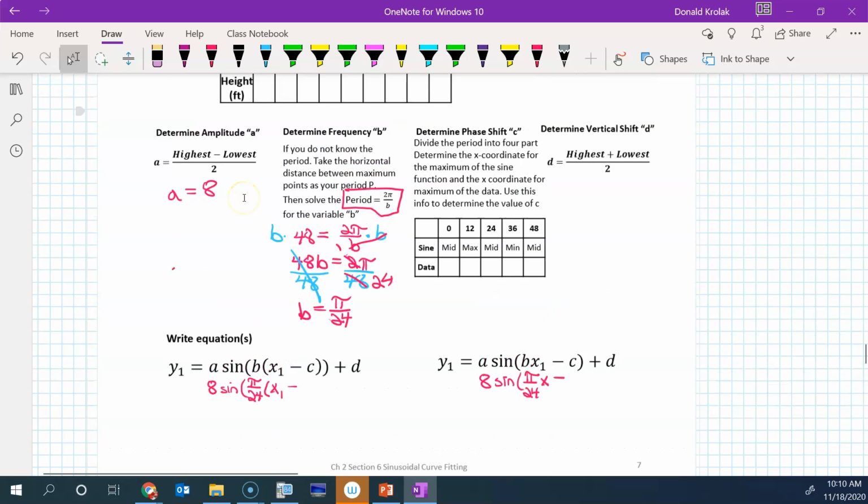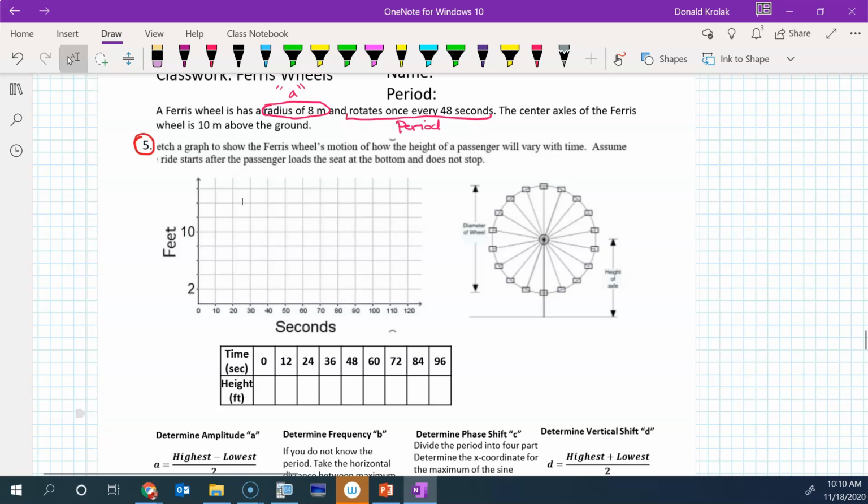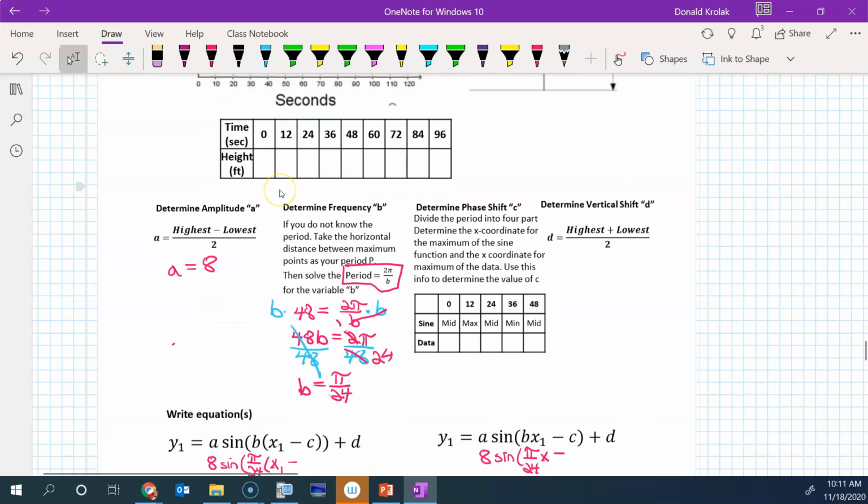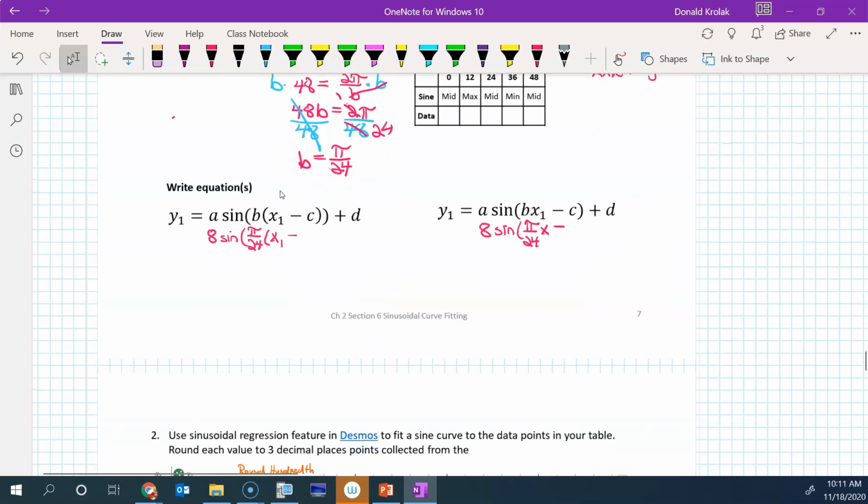Okay, so now next up is the phase shift, the slide. All right, so to do that, we got to graph this thing. So just like you did yesterday, you got to figure out what the high point is, what the midline is, and what the low point is. Okay. So let's see, we're told that the center axle is 10 meters above the ground. So that was automatically vertical shift. So the height of the center of the Ferris wheel is automatically the vertical shift. So we can add those in. Now all we need is that value of C.